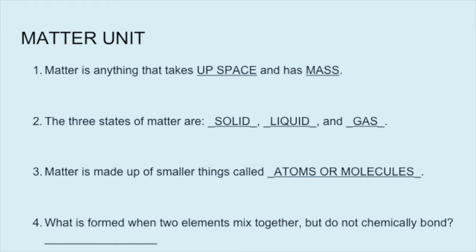Now, what is formed when two elements mix together but do not chemically bond? So we went over this some this year as well. A mixture is something that is combined but not chemically formed.